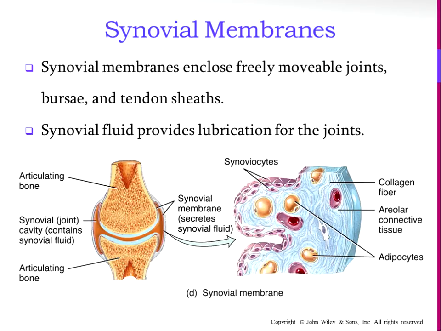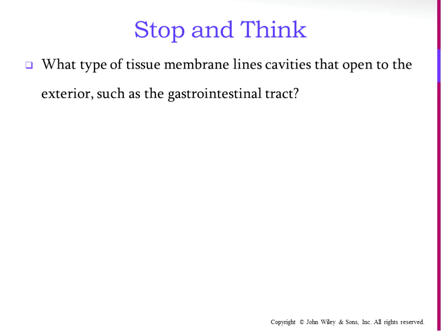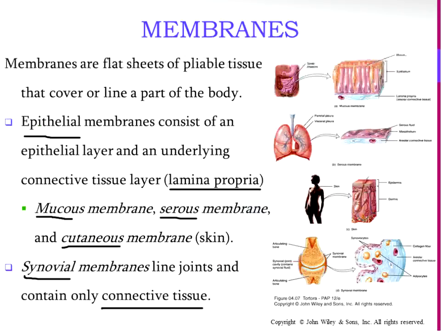So let's take a look at synovial fluid. In this picture, the synovial membrane is right here. Synovial membranes, remember, do not have epithelial tissue. They just have connective tissue. So there's the membrane, and inside of the membrane is a fluid called synovial fluid, and its job is to lubricate the joints. All right, so which type of membrane lines cavities that open to the exterior, like the GI tract? Mucous membranes. Easy to remember because our nose and mouth are lined with mucous membranes.